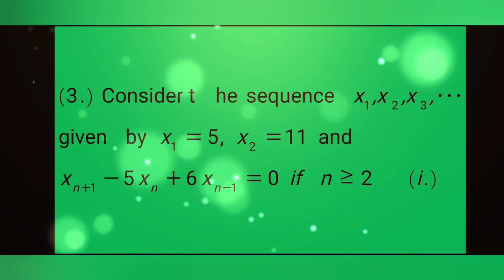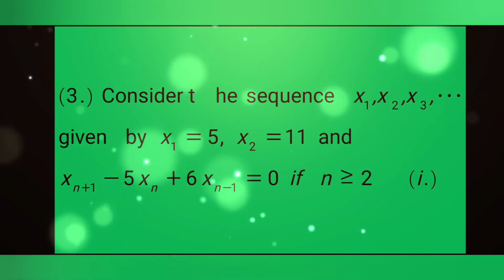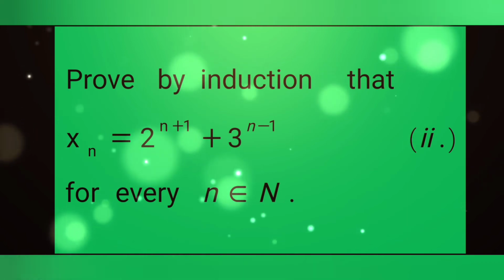Now, the third example. Consider the sequence x1, x2, x3, and so on, given by x1 equal to 5, x2 equal to 11, and x(n+1) − 5xn + 6x(n−1) = 0 if n is greater than or equal to 2. That is statement 1. Then we want to prove by induction that xn = 2^(n+1) + 3^(n−1). That's statement 2, for every n in the set of natural numbers.